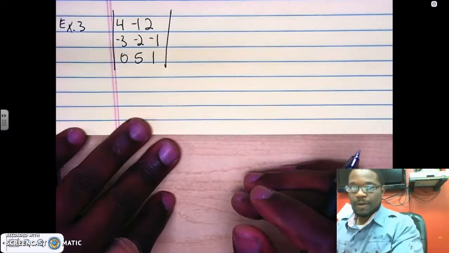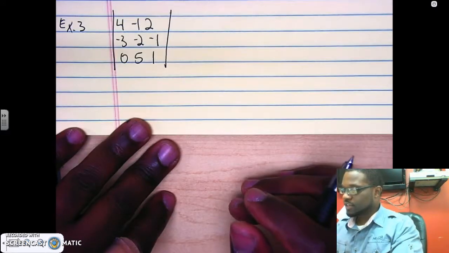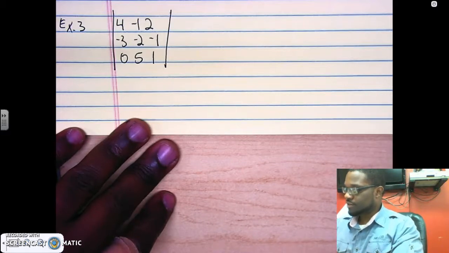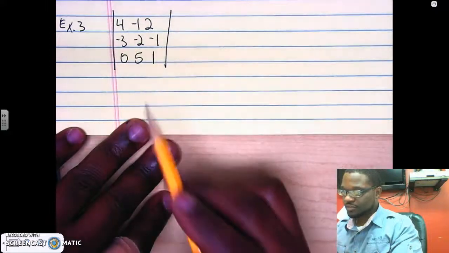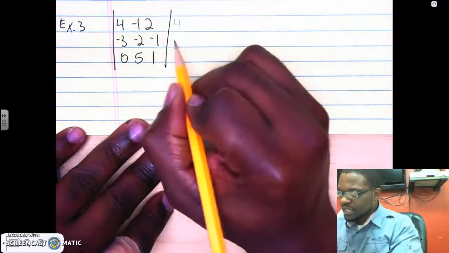All right, let's do another determinant. I'm finding the determinant in this 3 by 3. Step number 1 is rewrite the first two columns.